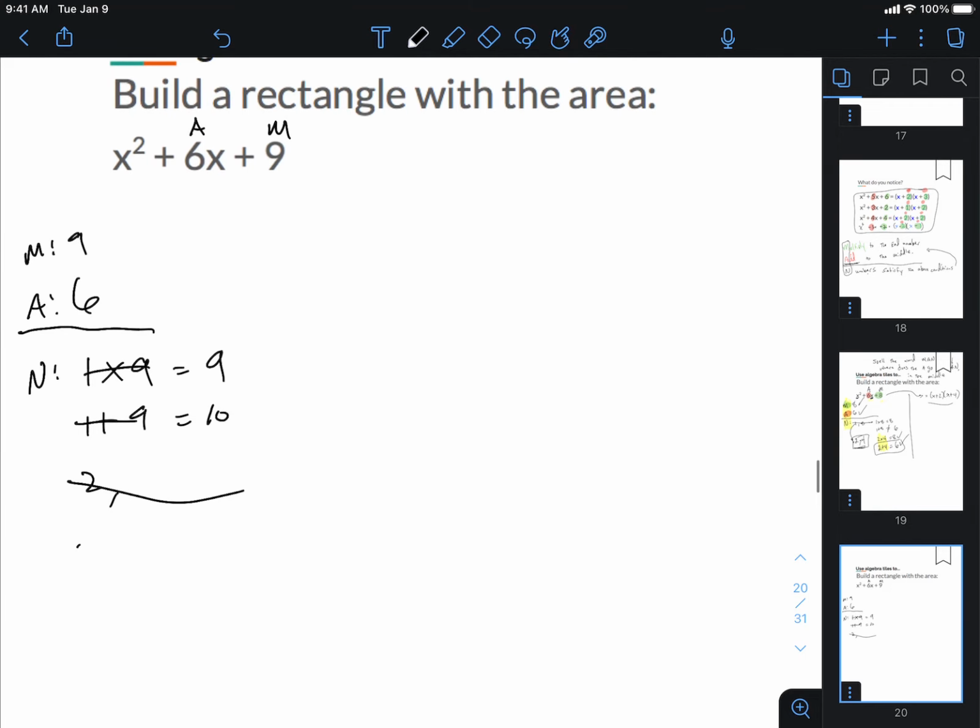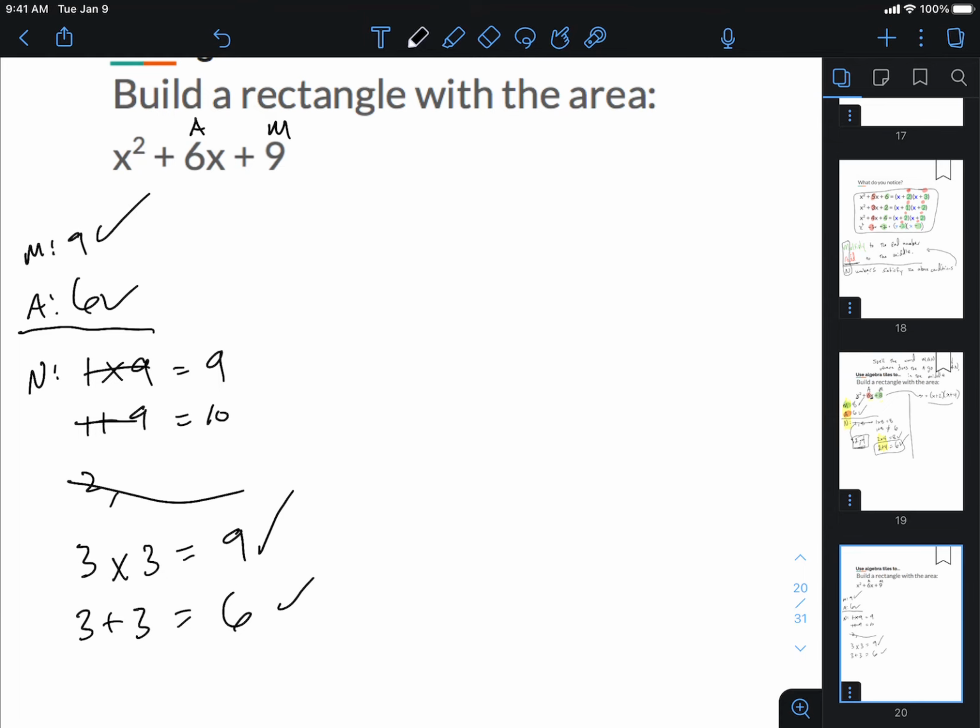Then we go to 3. 3 times what gives me 9? 3 times 3 equals 9. Oh, that's good. That works. 3 plus 3 equals 9. Sorry, 6. Silly. That works too. So look at that.